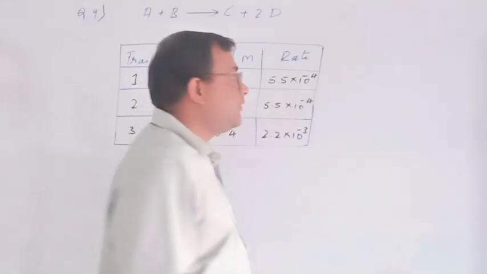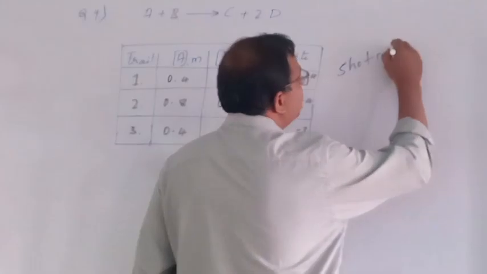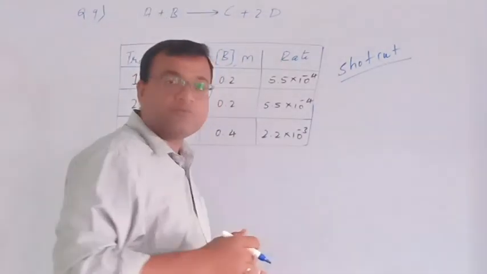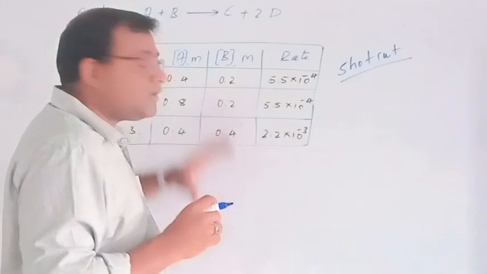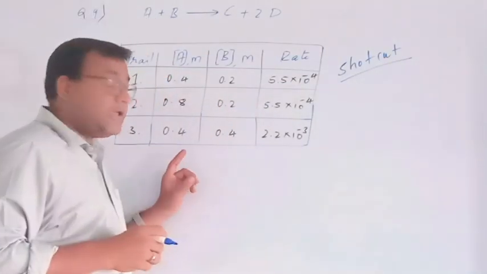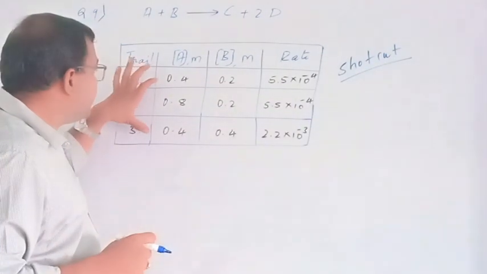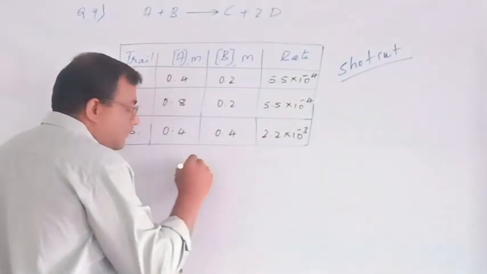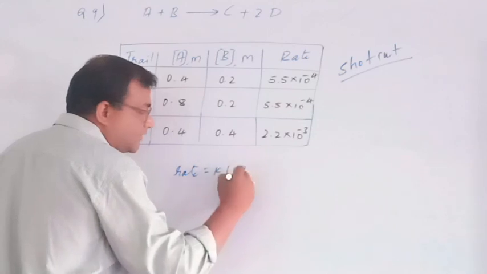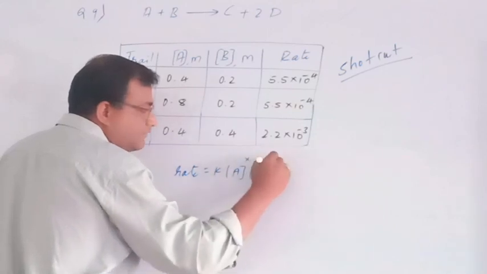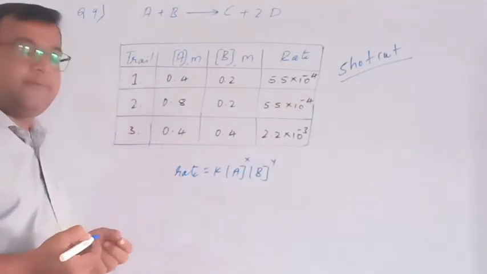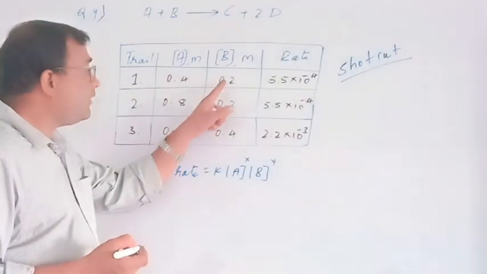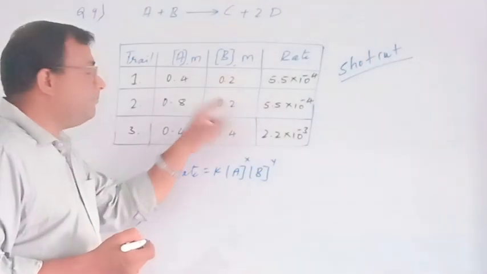Now the second method is a shortcut, a tricky method. Logically you have to think how to solve this type of problems. Very simple. When you observe this type of questions, carefully see where two values must be the same. First of all I will write the rate: rate is equal to K into molar concentration of A power x and molar concentration of B power y. We don't know what x and y are. First make A constant, then in the second step make B constant.